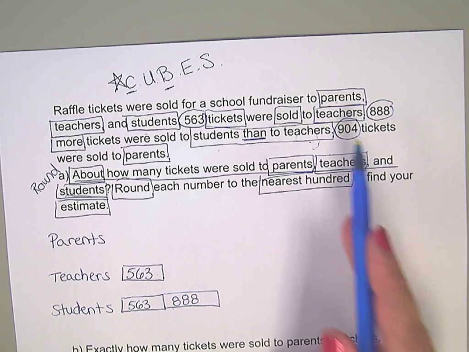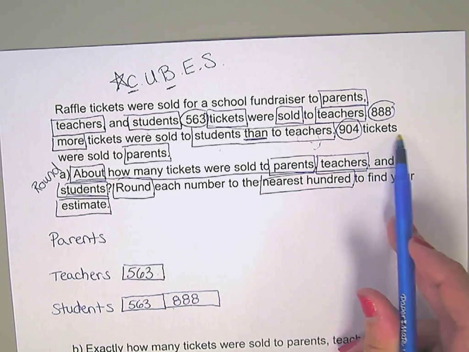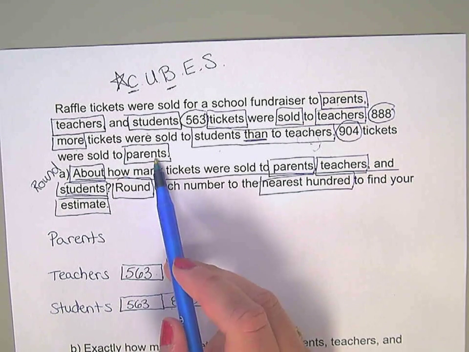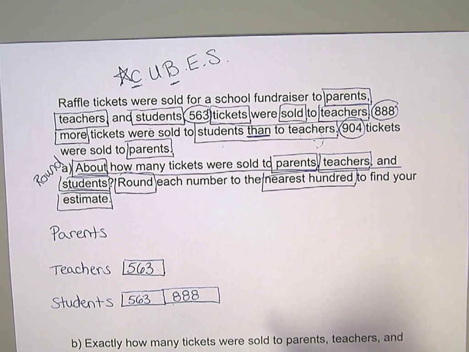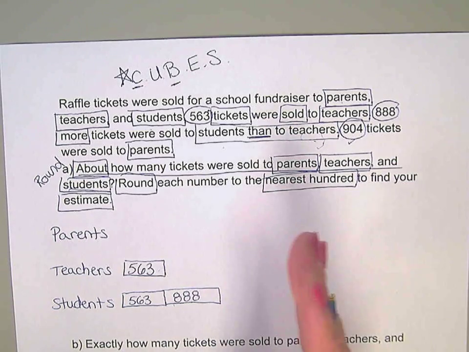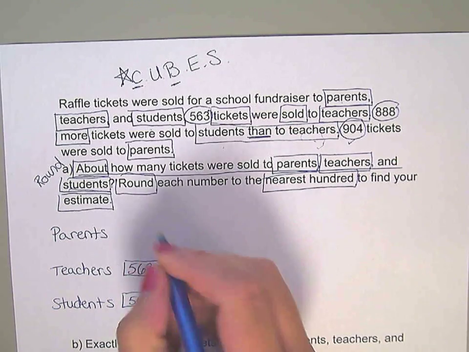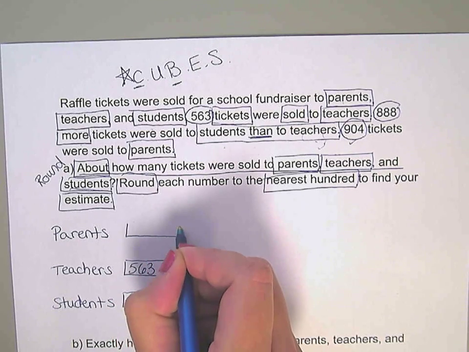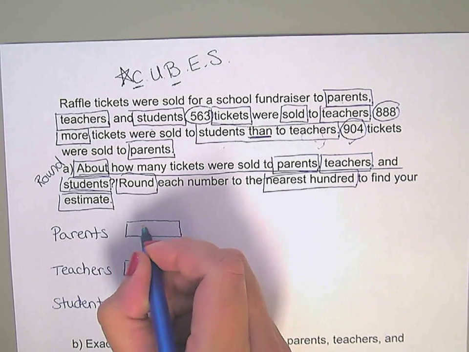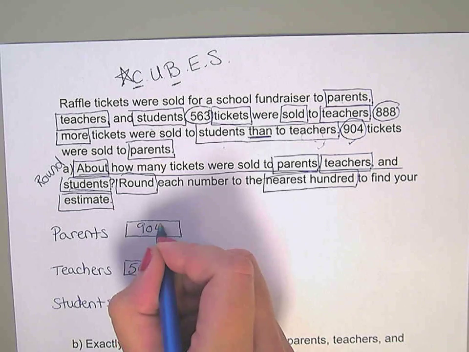Now let's close read some more. 904 tickets were sold to parents, period. Do I know for sure how many tickets were sold to parents? Yes, it told me right here, 904, done. So I'm going to make my tape diagram. I'm going to make it a little bit bigger than my 563, and that represents 904.